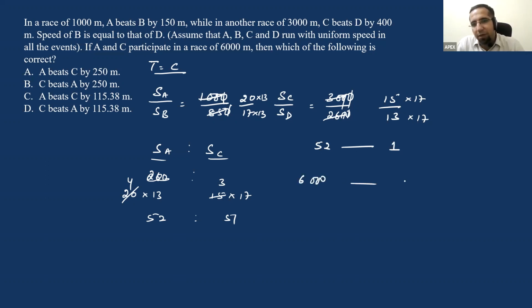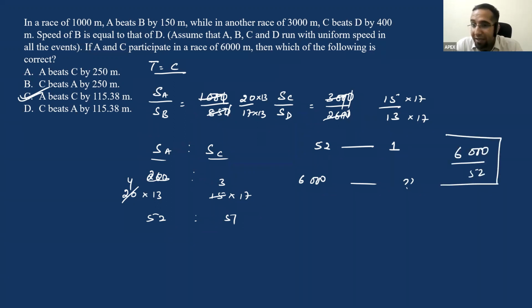So in a 6,000 meters race, A will beat C by how many meters? That will be nothing but 6,000 divided by 52. Clear? So 6,000 divided by 52 will give you 115.38. But A is beating C, okay? Clear? So A beats C by 115.38 should be your answer because 6,000 is not exactly divisible by 52.